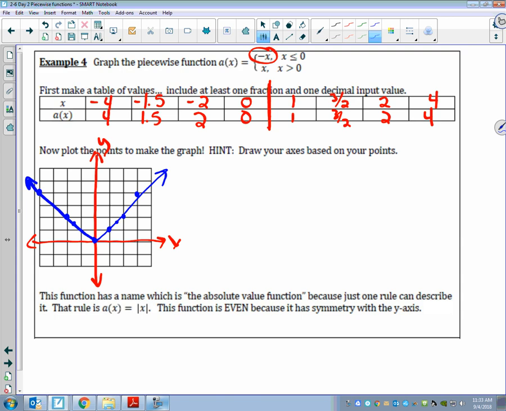That's a V-shaped graph. This is the left piece, this is the right piece. Notice this graph's name is called the absolute value function, because you don't need to break it up into two different ones. This is the same as saying absolute value of x, okay? It's an even function if you want to say that as well, but that is a piecewise function. Where's my time? 11 minutes.